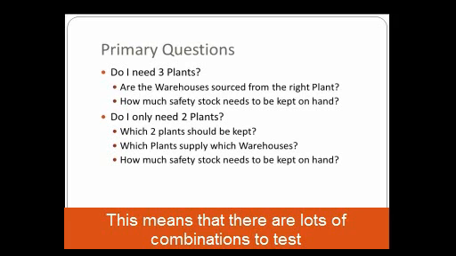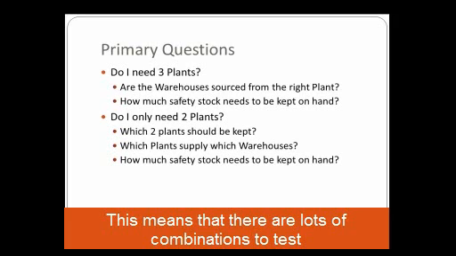But the question of how much safety stock is needed can't be answered until the first question is answered. Should I have 2 plants or 3 plants? And if I have 2, then which 2? Because the amount of safety stock that is needed at the locations is entirely dependent upon the network.